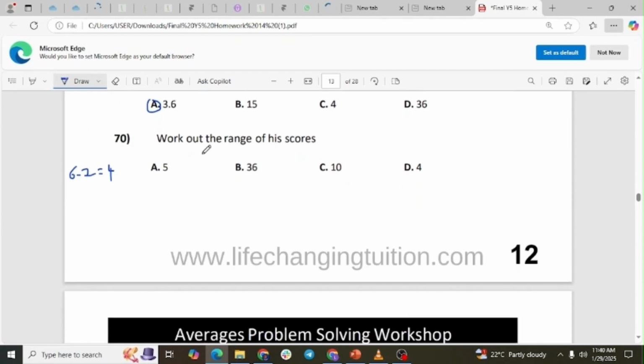Question 70. Work out the range of his scores. Correct answer D, 4. Explanation. The range is the difference between the highest and lowest scores. The highest score is 6, and the lowest score is 2. Range equals 6 minus 2 equals 4.